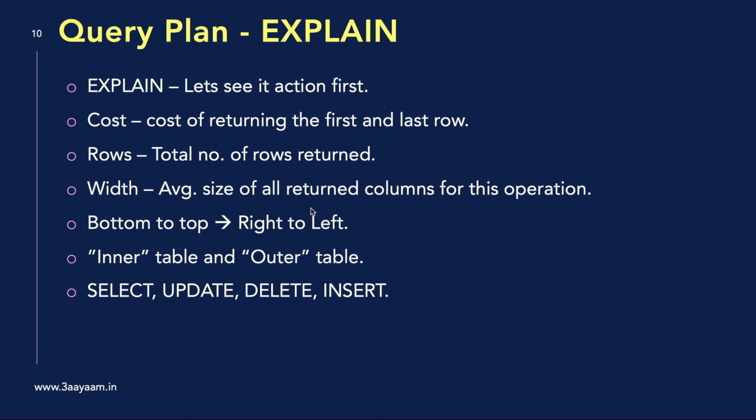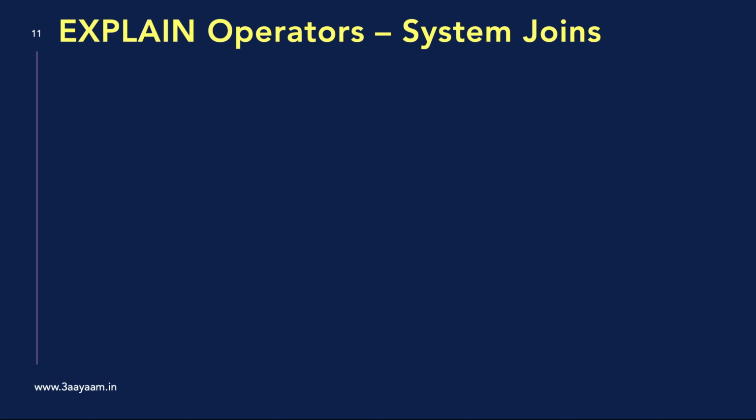And if you want to run explain, you can use a select statement, an update statement, a delete or an insert statement. So you can run explain on all these four DML statements. You cannot run explain on DDL statements like create table, create view, etc. Now let's talk about some explain operators, and I'll start with system joins.